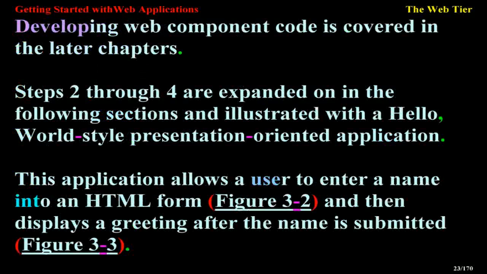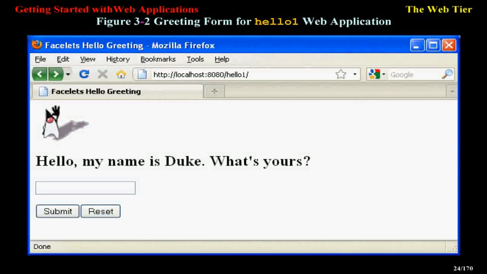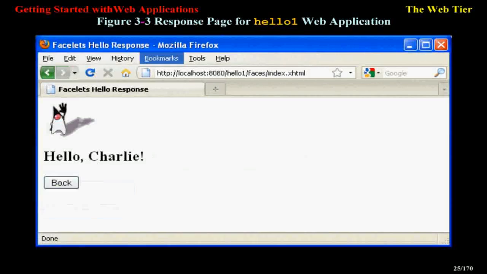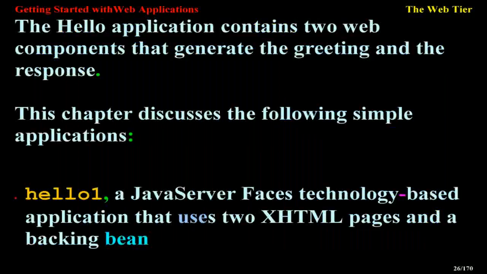This application allows the user to enter a name into an HTML form (Figure 3-2) and then displays a greeting after the name is submitted (Figure 3-3). Figure 3-2: Greeting form for Hello One web application. Figure 3-3: Response page for Hello One web application. The Hello application contains two web components that generate the greeting and the response.